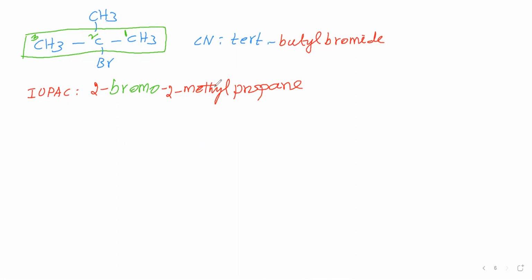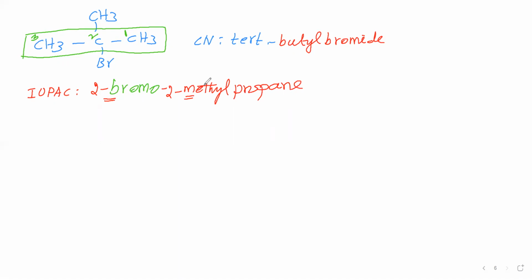Okay. Now, bromo methyl, which name do we have to say first? Bromo we have to say first, methyl we have to say second. Why should we say bromo first? Because alphabetically B comes first, M comes next. Therefore bromo we say first, then only methyl.